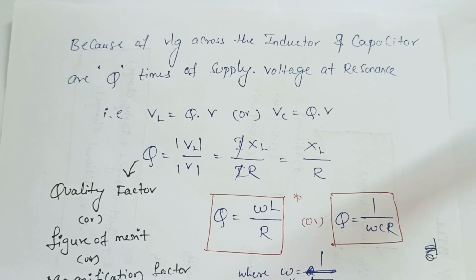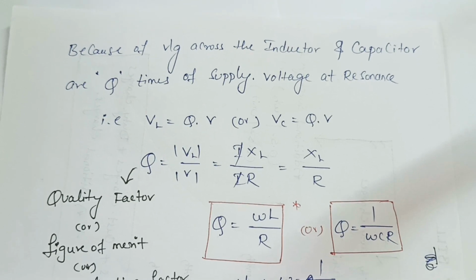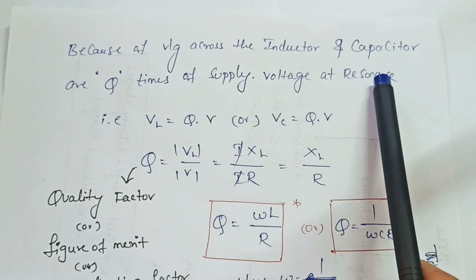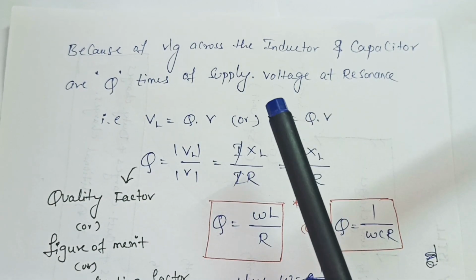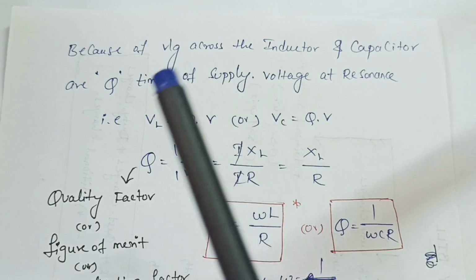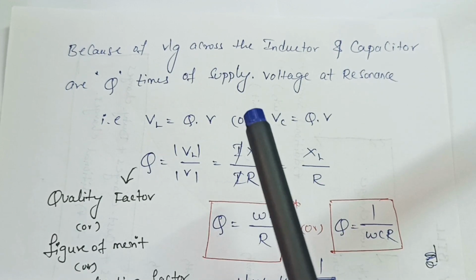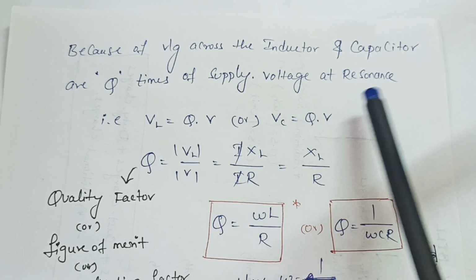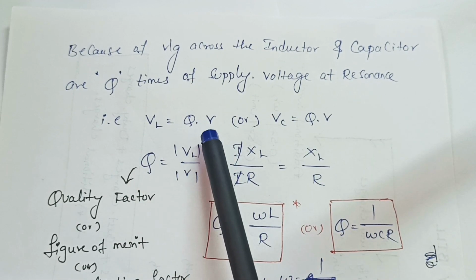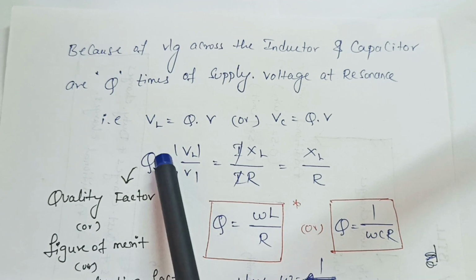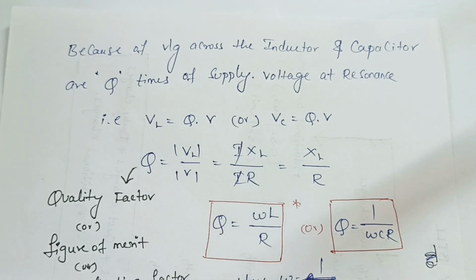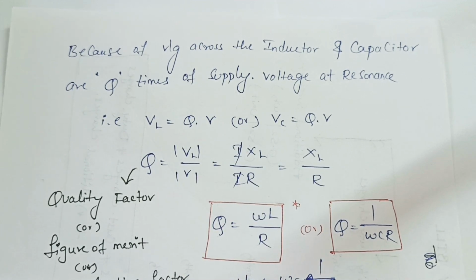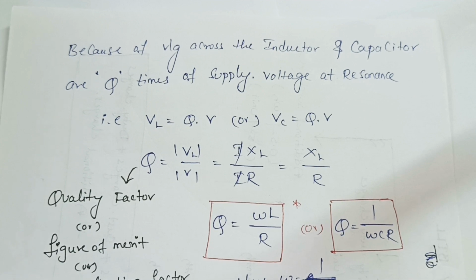Already I explained that series RLC resonance is also called a voltage magnification circuit, because the voltages across the inductor and capacitor are Q times the supply voltage at resonance. At resonance, the inductor voltage as well as the capacitor voltage is more than the supply voltage. Simply I am writing VL equal to Q times V, and VC equal to Q times V. These are the two important formulas to find the quality factor of the resonance circuit.